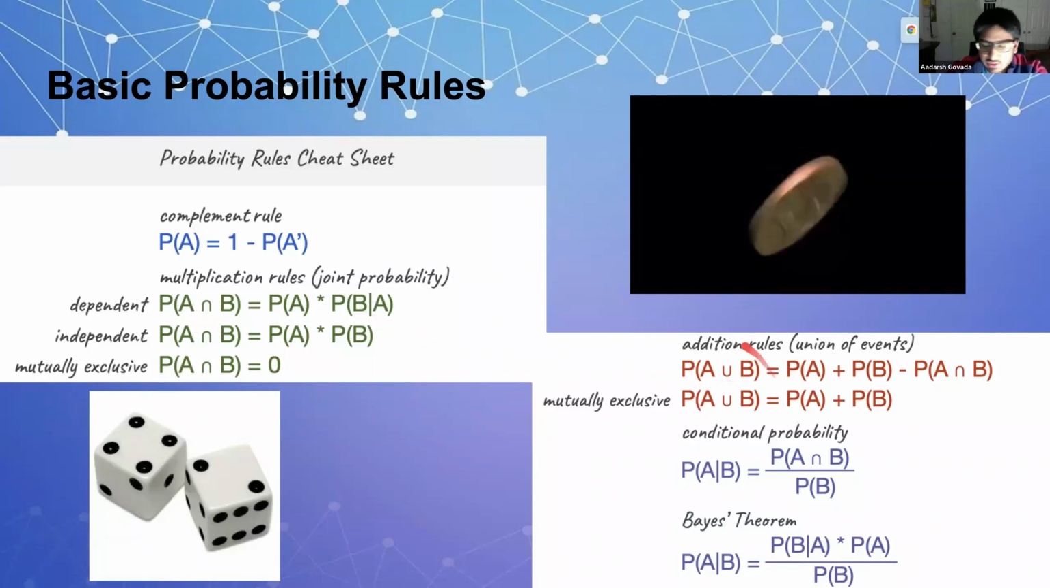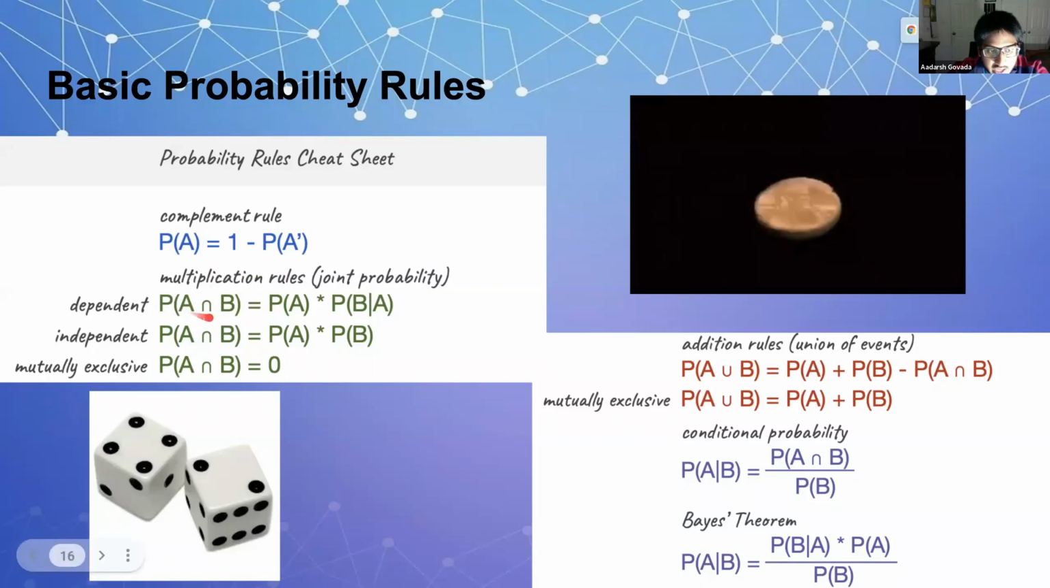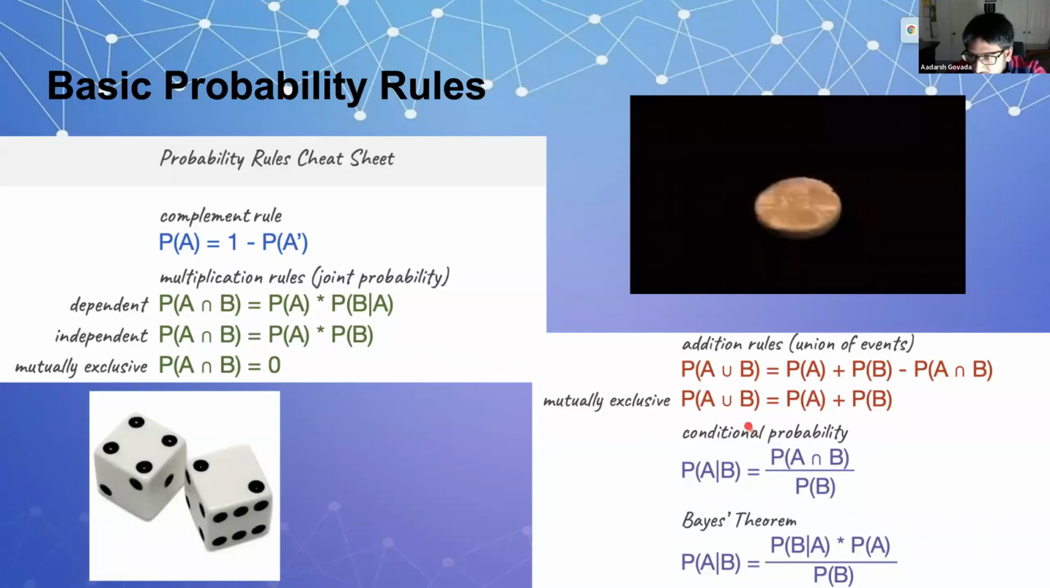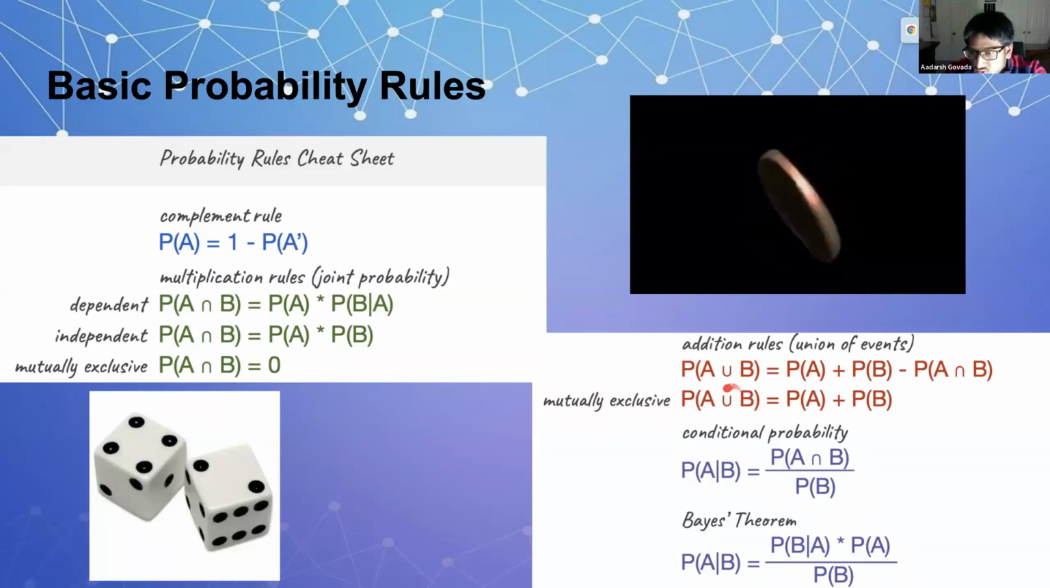So let me just go over what these signs mean. A apostrophe means A not happening. So this thing right here means the probability of A not happening. This, the upside down U that kind of looks like an N, means both of them happening, A and B. The N means and. Then this line here means given. So if we know that A is going to happen, what is the probability of B happening? And finally, this U here means or. So what is the probability of either A or B happening?